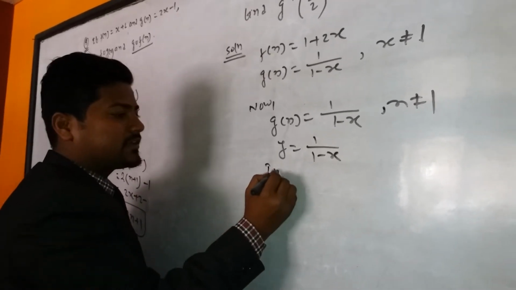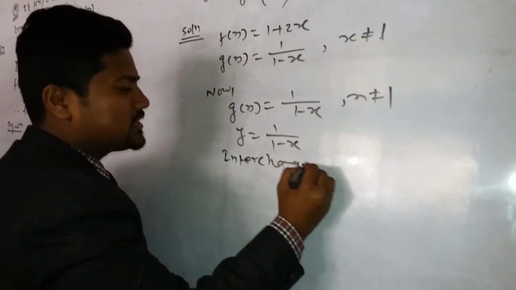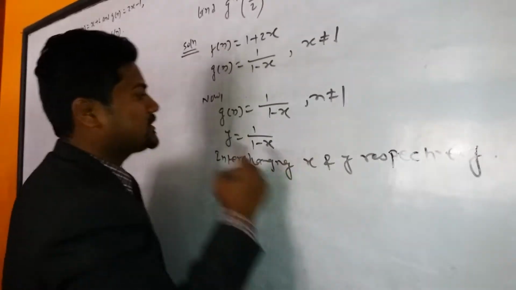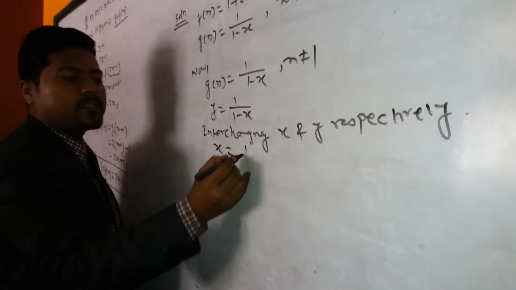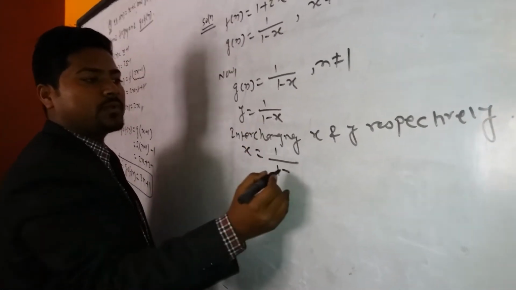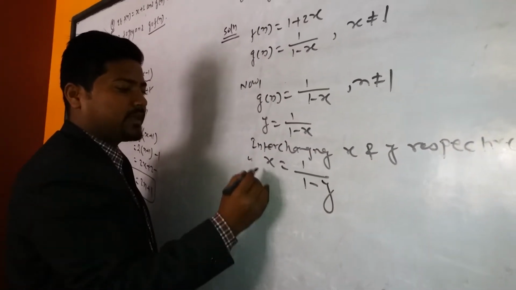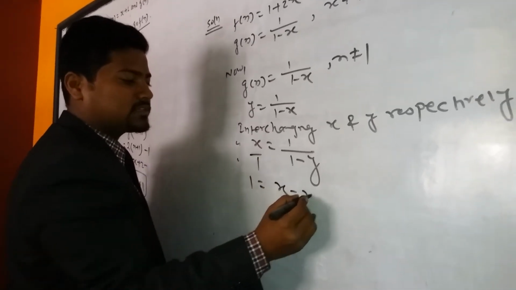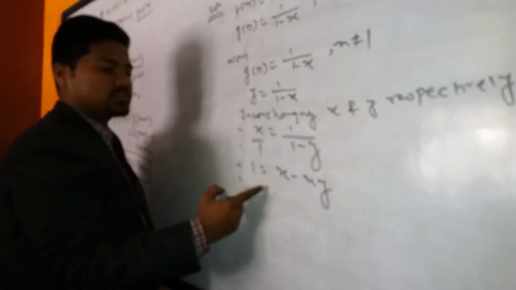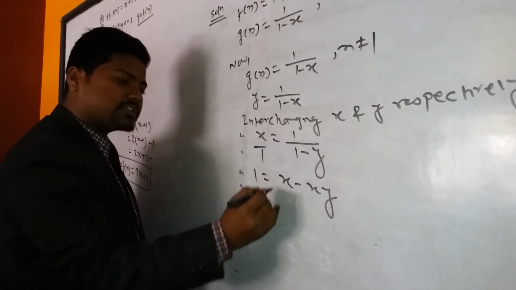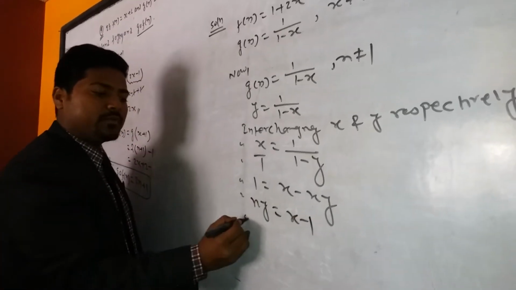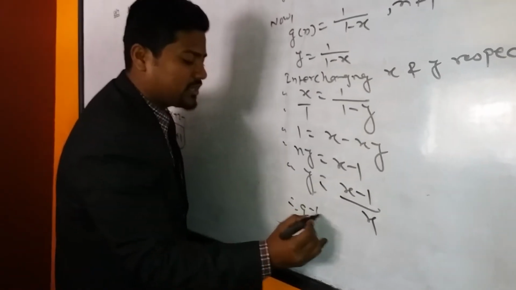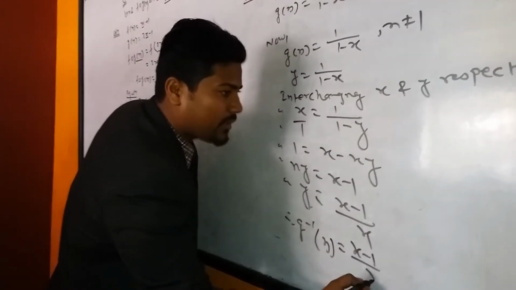So what can we write? Interchanging x and y respectively. In the place of y, what can we put? x is equal to 1 upon 1 minus y. Now cross multiply. Then 1 multiplied by this, then after that multiply this. What will come? x minus xy. So this minus xy, this side plus xy will come, and x minus 1 comes around. We need to find y. Y is equal to what? x minus 1 upon x. Therefore, g inverse of x is equal to x minus 1 upon x.